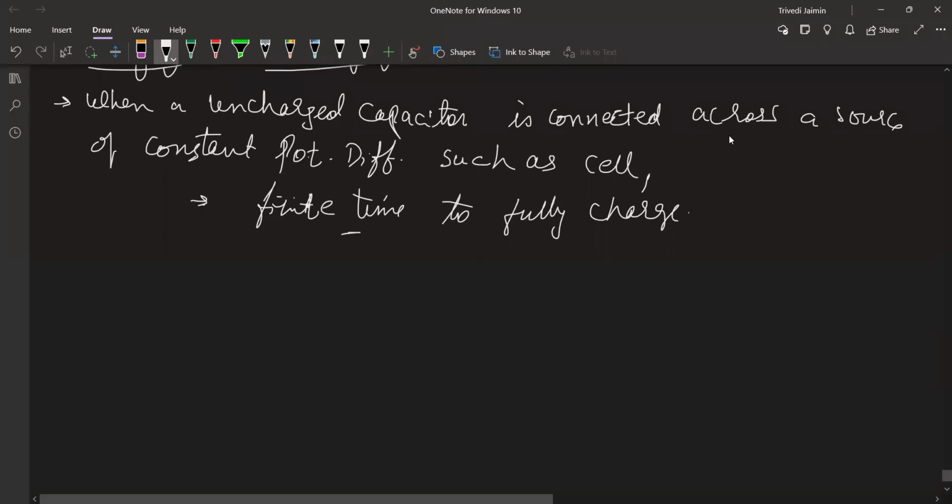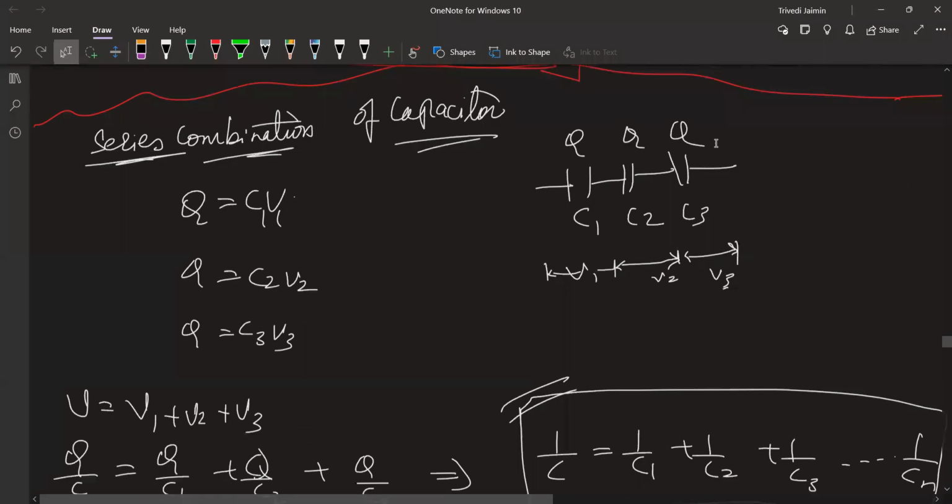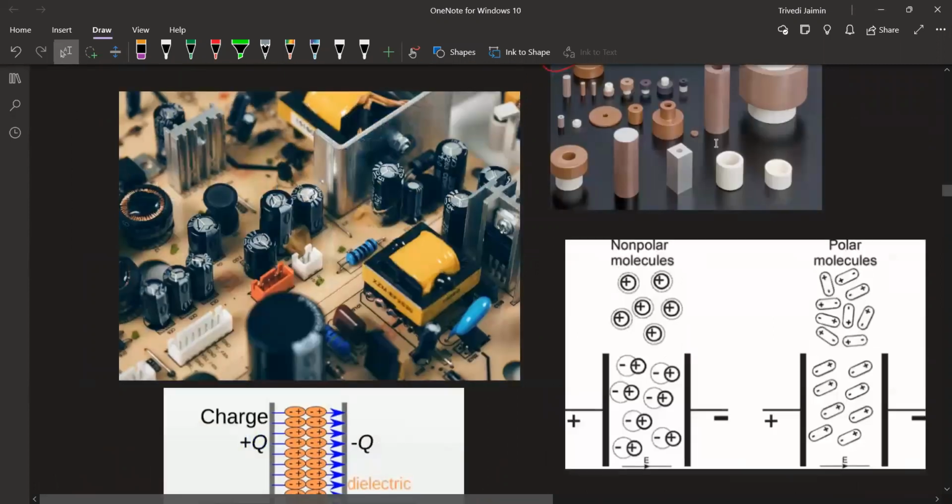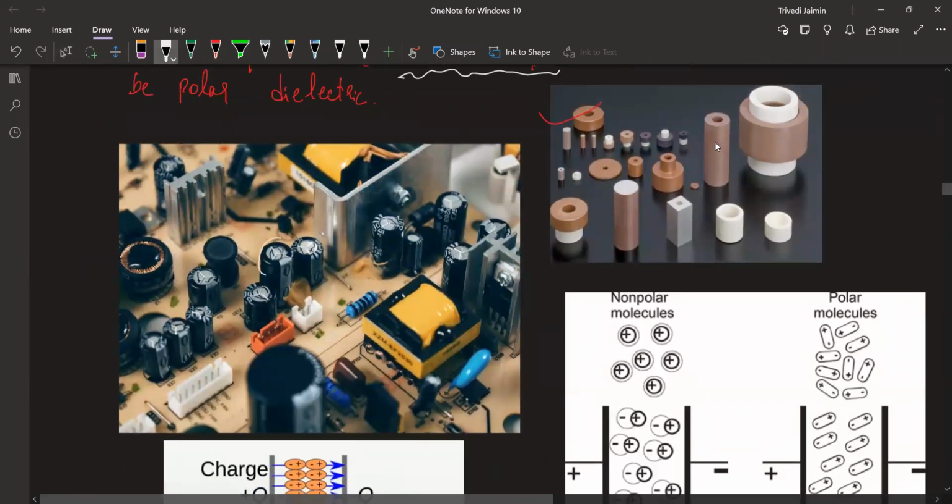Even this time depends: in our fan we have a bigger capacitor, in our phones a small one. That day we saw a photo of capacitors. In that there are some big and small capacitors, if you remember. If I show you, yeah, in this one there are some big capacitors, some small, some bigger than that. So this also depends upon the size of the capacitor.